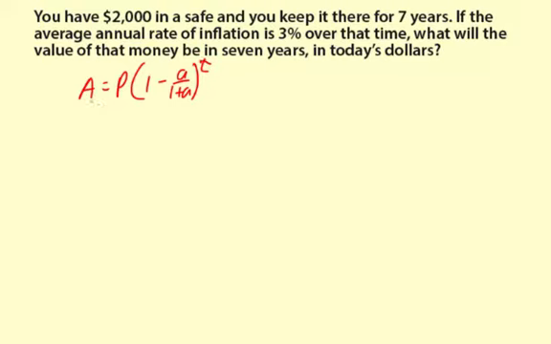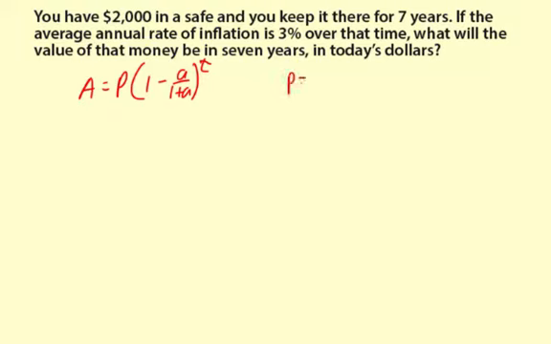Okay, so the present value is going to be the principal, or the amount that you start with, and then you have in parentheses 1 minus A, which is the inflation rate, over 1 plus A, and then T is the time in years. So let's work this out and see how it goes here.